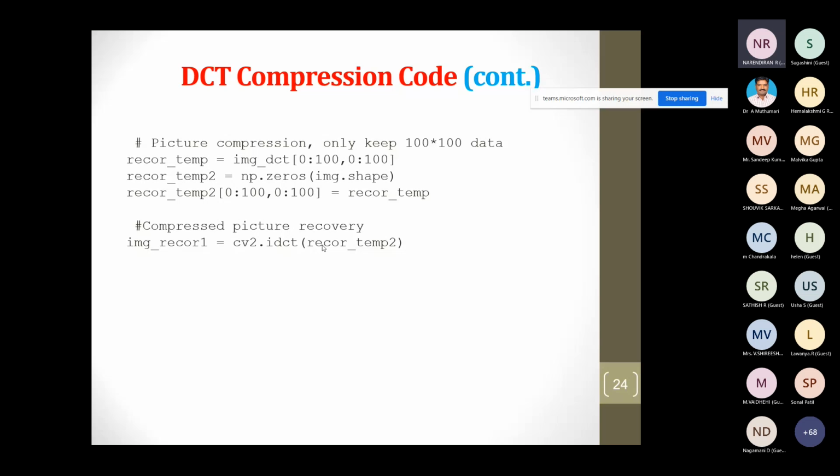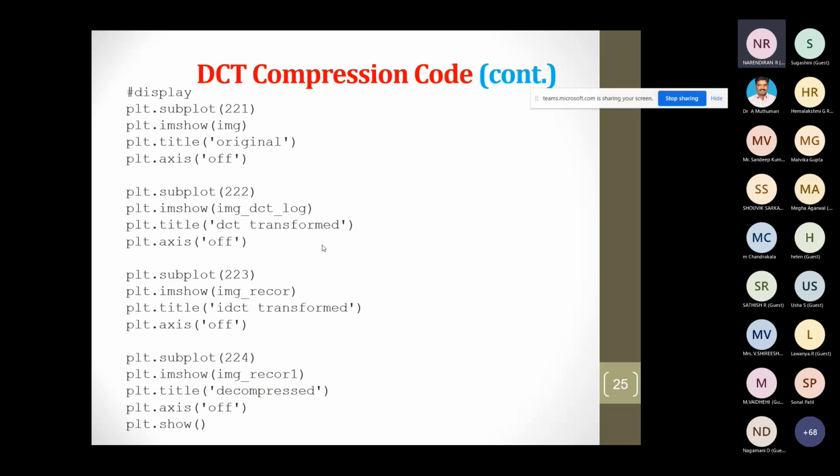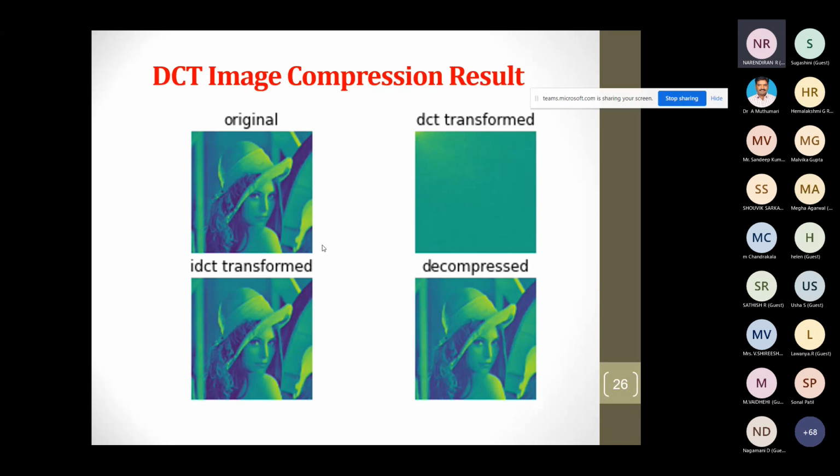Now I just manipulated it, and you can see all these commands are known to you. The first one is the original image, the second is the DCT transformed, then the IDCT transformed, and the decompressed image. Now you see the Lena image I have taken as an example here, the original image. After that, we applied the DCT. Then immediately with this value, I have applied an inverse DCT. Okay, so there is no difference between the original and the inverse DCT image.